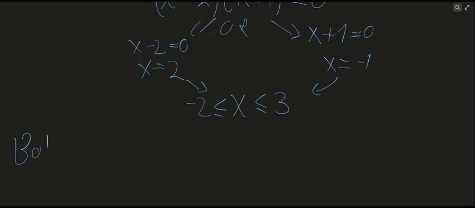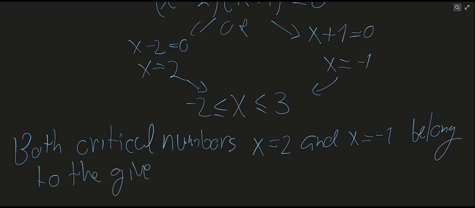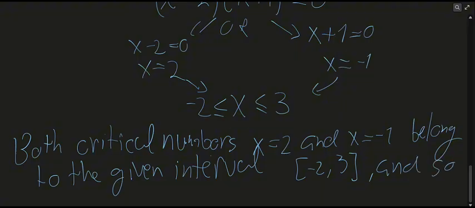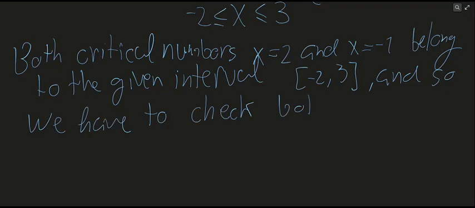So both critical numbers, x equals 2 and x equals negative 1, belong to the given interval, negative 2 to 3 like this. And so we have to take both. We have to inspect, or we have to check both. Okay. We're almost done with this problem.